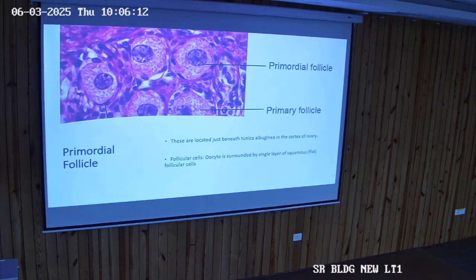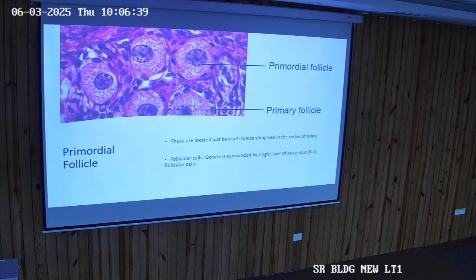So first comes the primordial follicle. How will you identify a primordial follicle? Any follicle which is containing an ova along with the outer covering which is of squamous epithelium. Flattened epithelium, if it is covered by, it is called a primordial follicle. So I can show you very well that this is the squamous epithelium around this ova. So this is the primordial follicle.